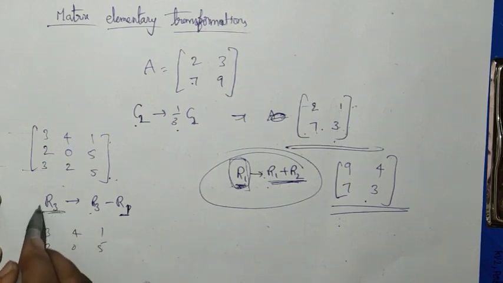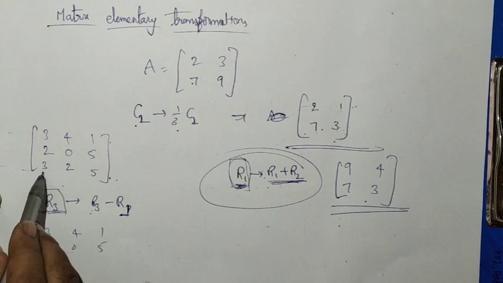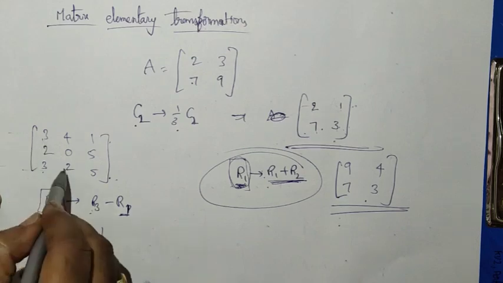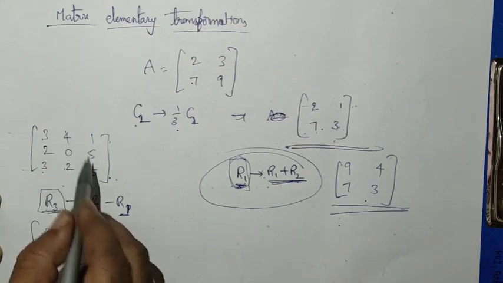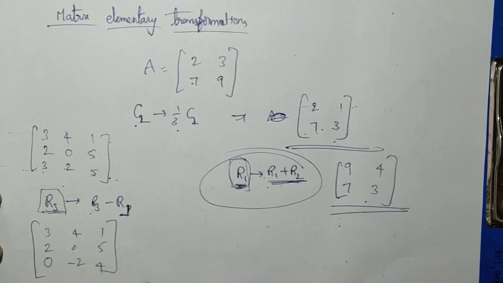Then where I have to put, this is the changing one. Row 3 is going to change as row 3 minus row 1. Row 3 minus row 1: 3 minus 3 is 0, 2 minus 4 is minus 2, 5 minus 1 is 4. Like that we are going to get.